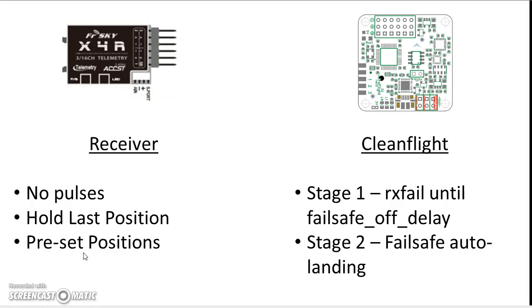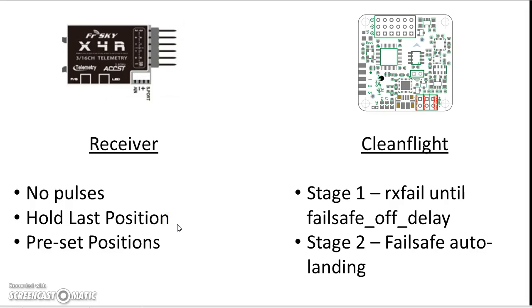Some people will set their plane to have a little bit of left rudder so that the plane will slowly spiral into the ground when it loses signal. That's better than continuing to fly straight, they think. Okay, so that's how preset positions is used.